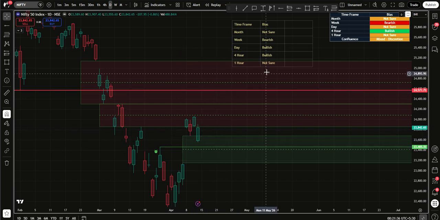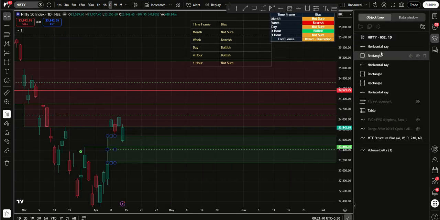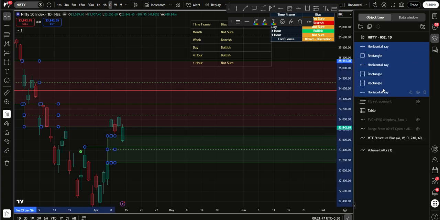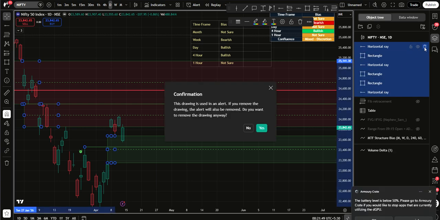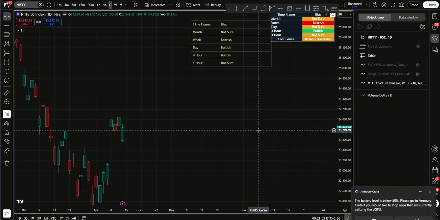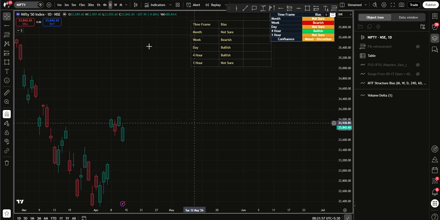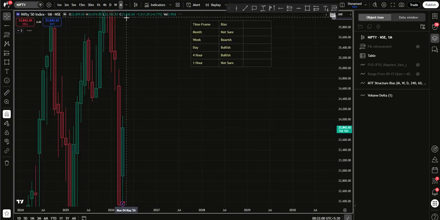Now let's, as usual, delete all the analysis from the previous day and start afresh. Starting with the monthly time frame.